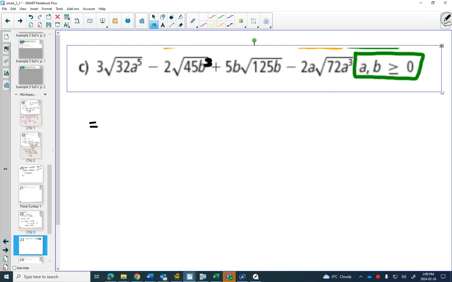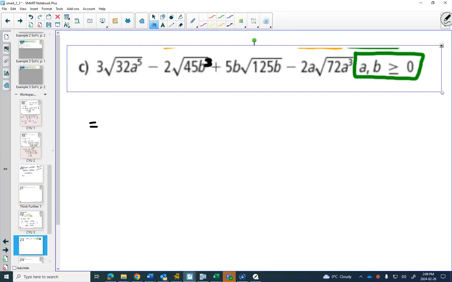This is where your mental math comes in. Do you see that 32? There's a perfect square in there. Okay? There's actually two different ones that would work. 16 and 2, and 4 and 8. If possible, you always want to choose the bigger one.